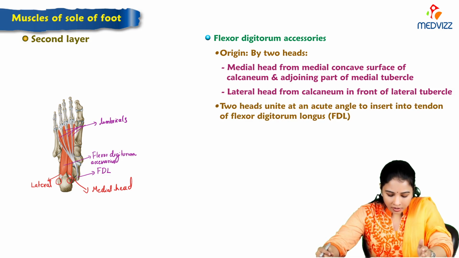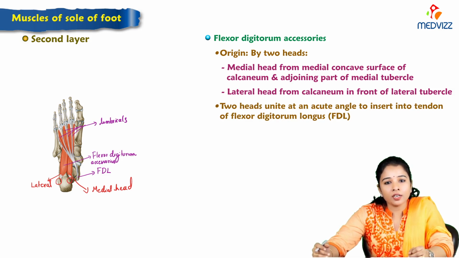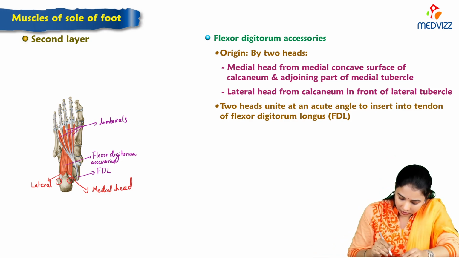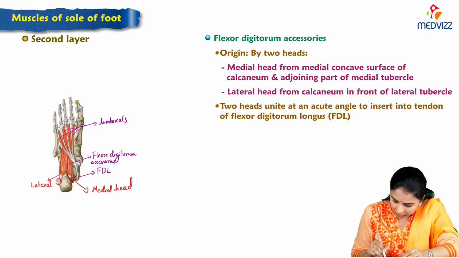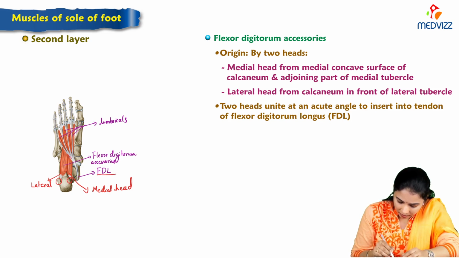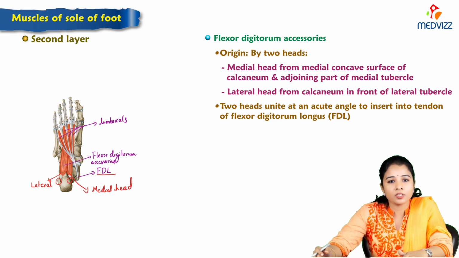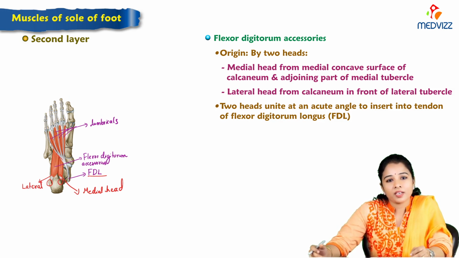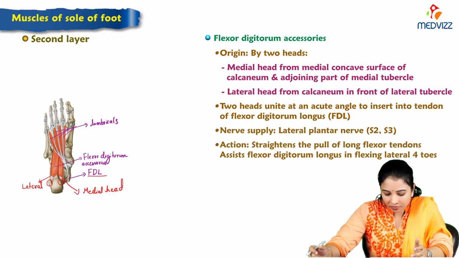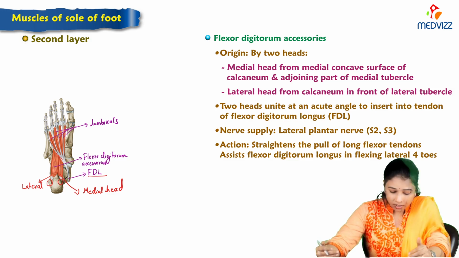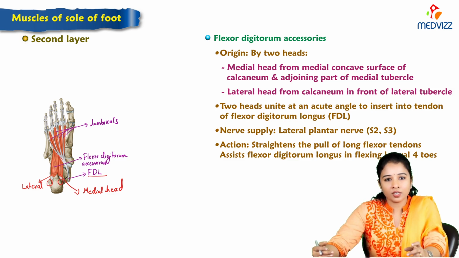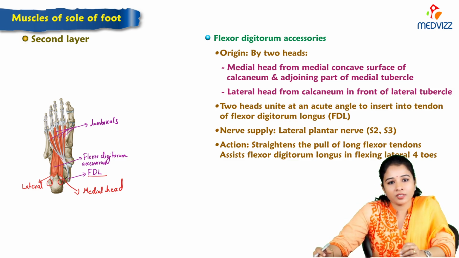And the two heads merge, they unite at an acute angle and get inserted to the tendon of flexor digitorum longus. So this is the tendon of flexor digitorum longus, and we can see the muscle gets inserted into the tendon of flexor digitorum longus muscle. So flexor digitorum accessorius, the main function of it is flexion of the toes. So it is an accessory muscle which acts in the flexion of the toes as well as flexion of the tarso-metatarsal joints. So that is about the flexor digitorum accessorius muscle.